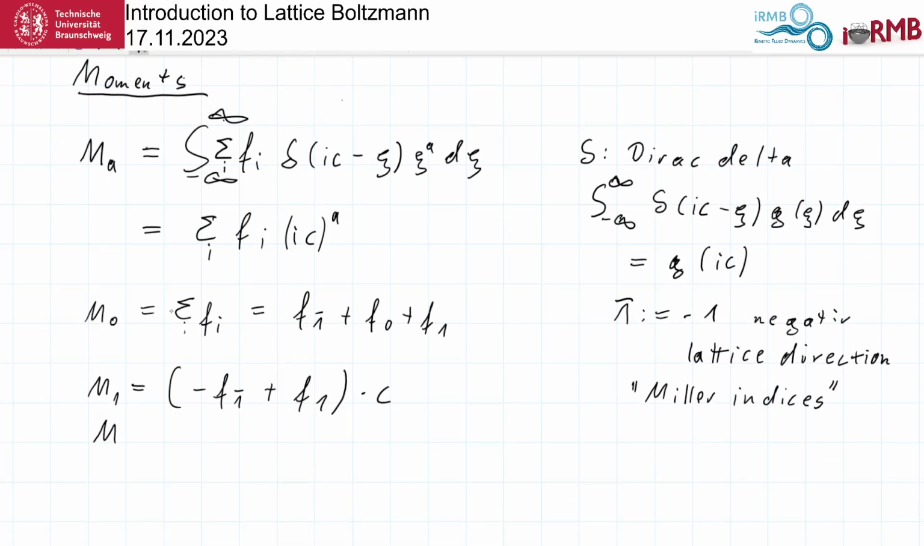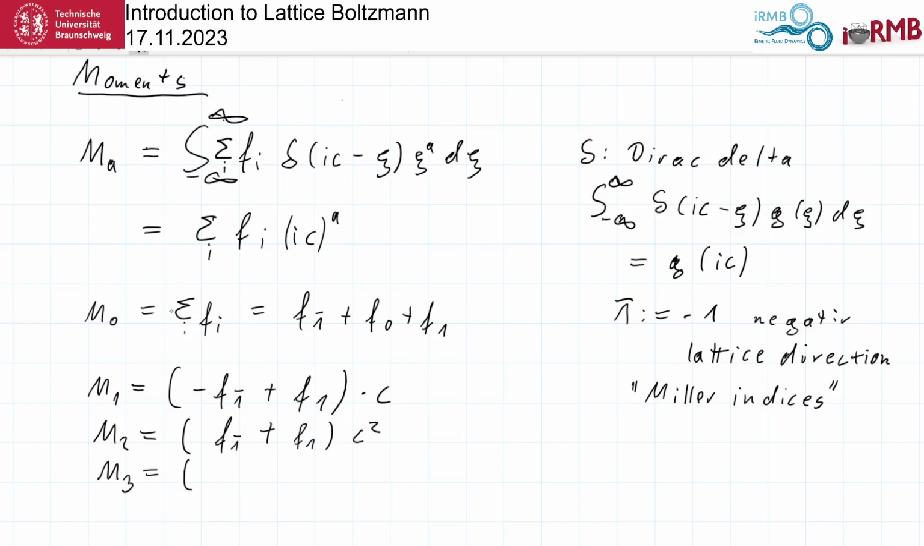So M2, what is M2? So the power is 2. What does this mean for the 0? 0 times c to the power of 0, to the power of 2 is 0. So minus 1 times c to the power of 2 is 1, so f minus 1. And what is with 1? 1 is also 1, right? So, okay, c squared.